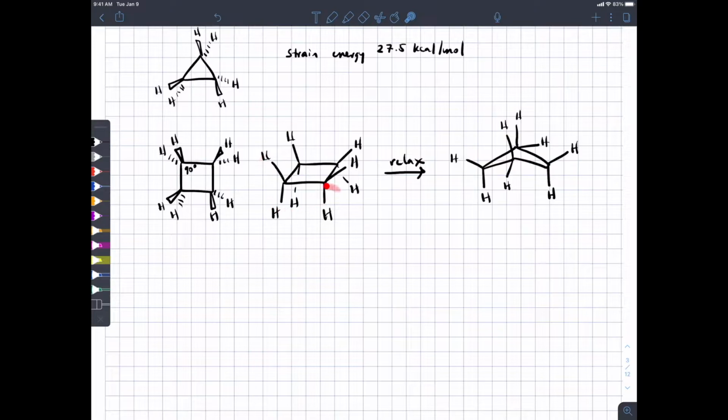Do you see how if this were a completely flat group, all the hydrogens would be eclipsed?